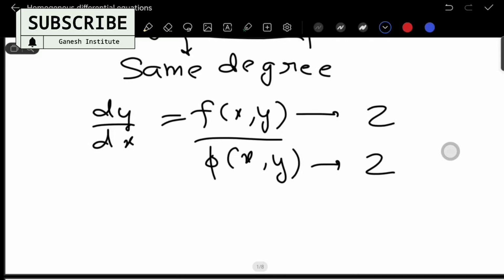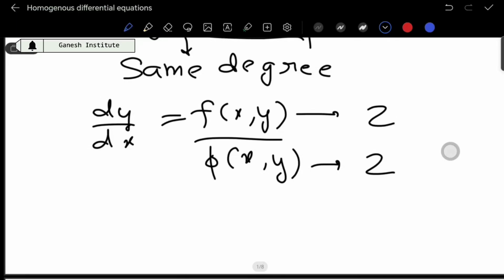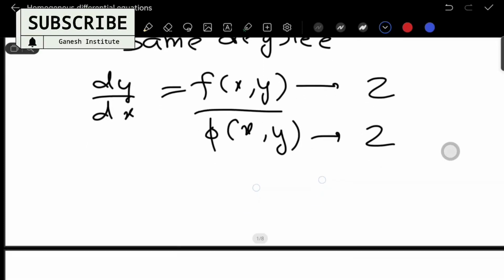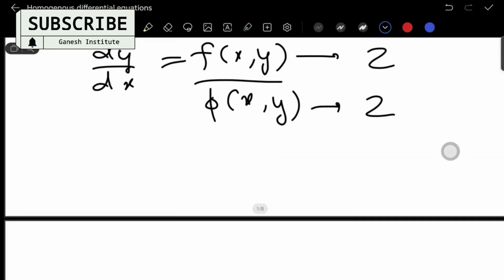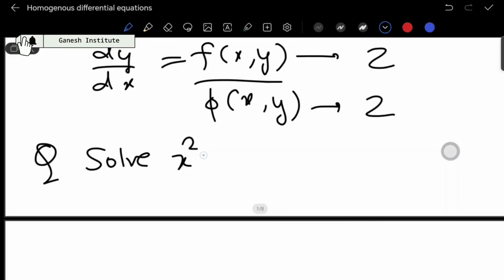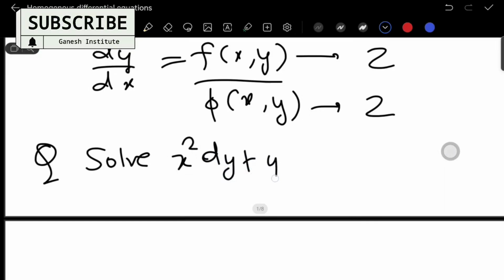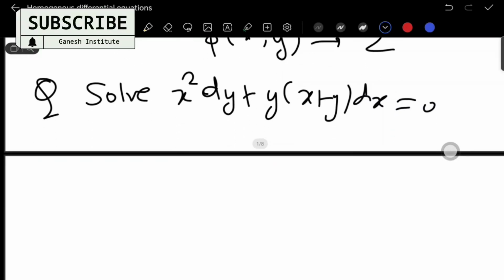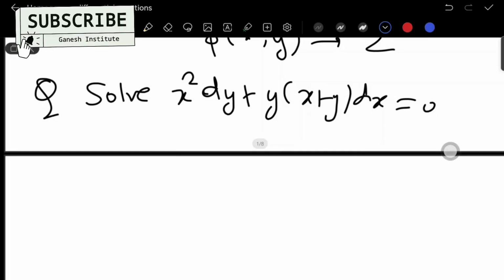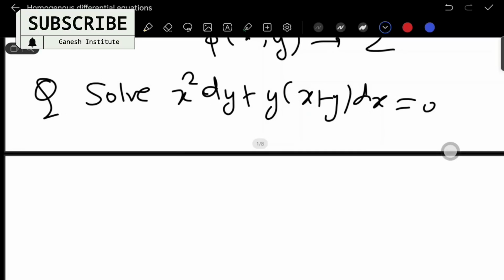Now you cannot do them with the separation of variables method. First you have to make them into the form where variables can be separated. How? Let's see. We have a question where you need to solve x squared dy plus y(x plus y) dx equals 0. Okay, so in that case, first find out dy by dx or dx by dy, whichever way you can.